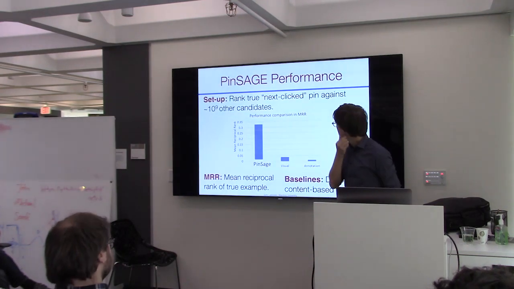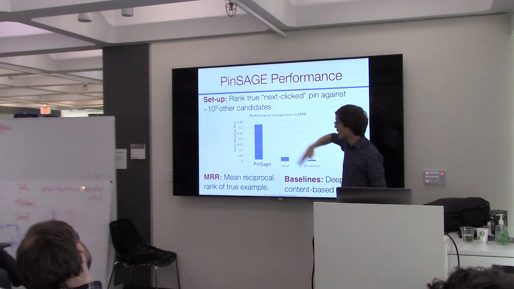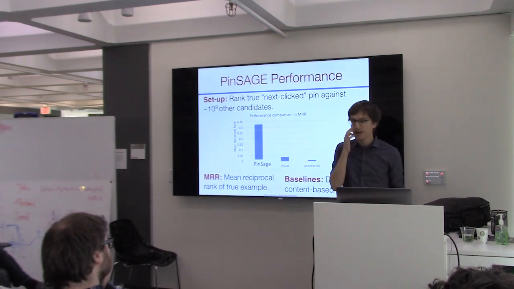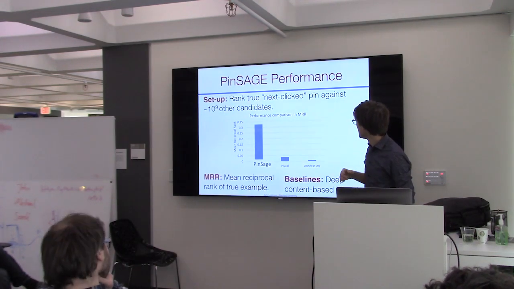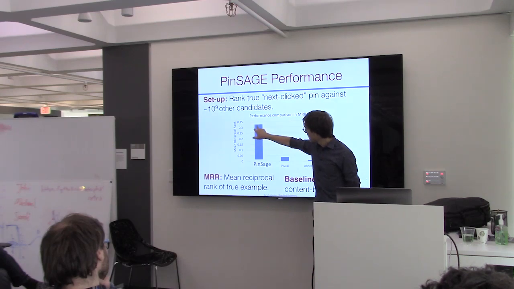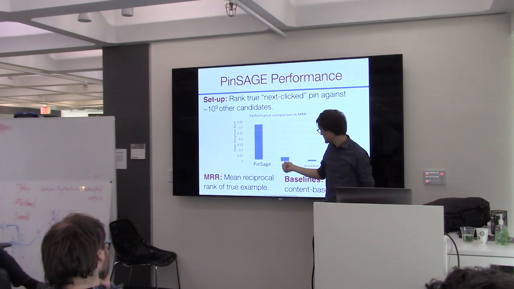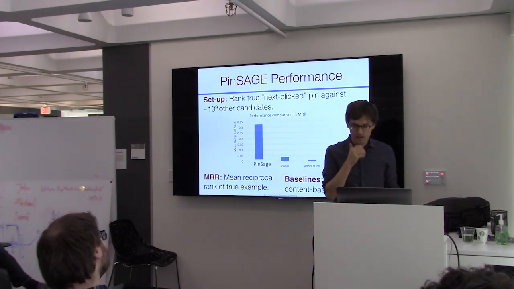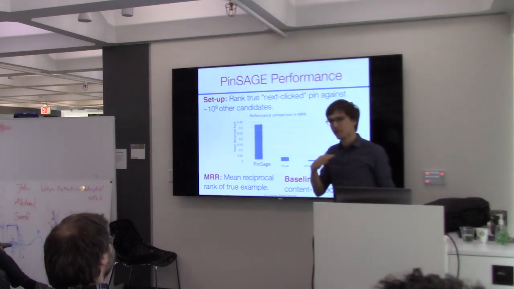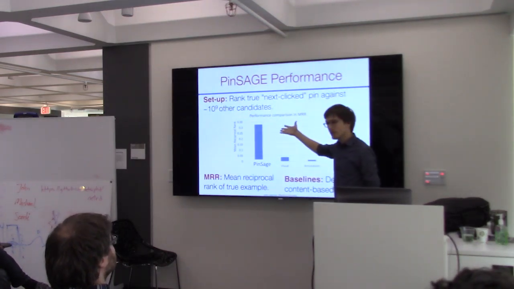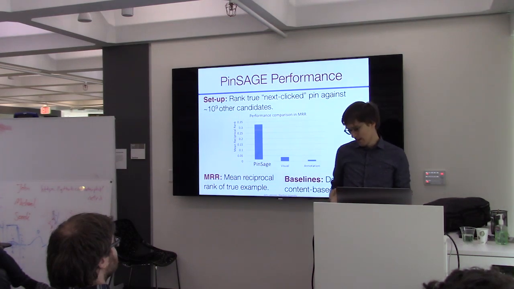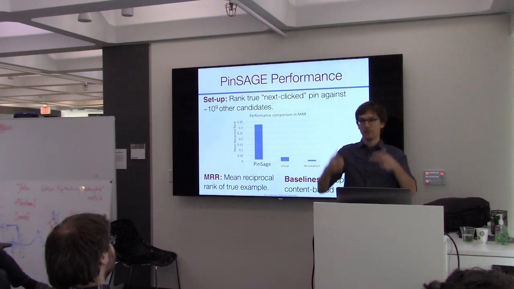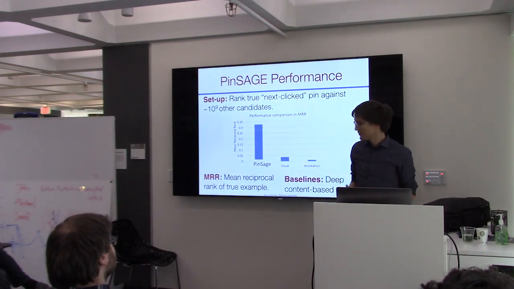So here is how well this works, right? The setup is, I want to rank the positive example, the next clicked pin, against 3 billion other pins. And the question is, how well do I do this? Here is how well our approach does it. This is how well computer vision by itself will do it. And here's how well text will do it. This is in the mean reciprocal rank. If we are looking at recall at 500, we are at 0.85 recall, right? So basically, 85% of the time, we are able to put this correct pin among the top 500, which is quite good.